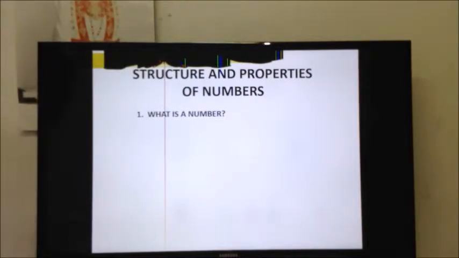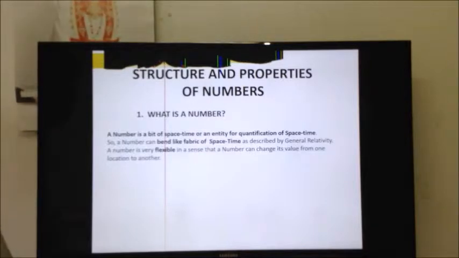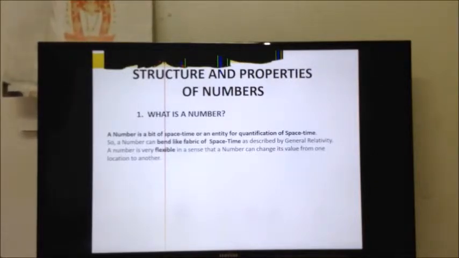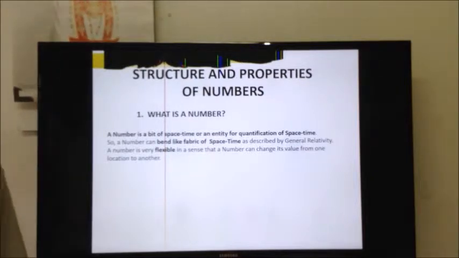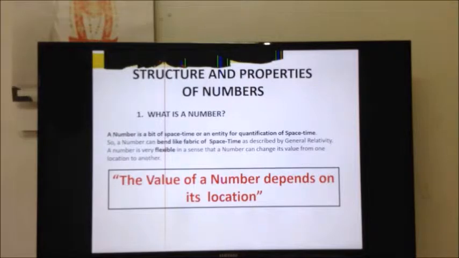I said already that numbers are the bits of space and time. When we say bit, meaning numbers serve as a tool of measurement of space and time. Therefore, numbers are flexible. Just like space and time can bend, numbers also can bend. Numbers can be stretched. For this reason, the singular numerical relativity says that the value of a number depends on its location.